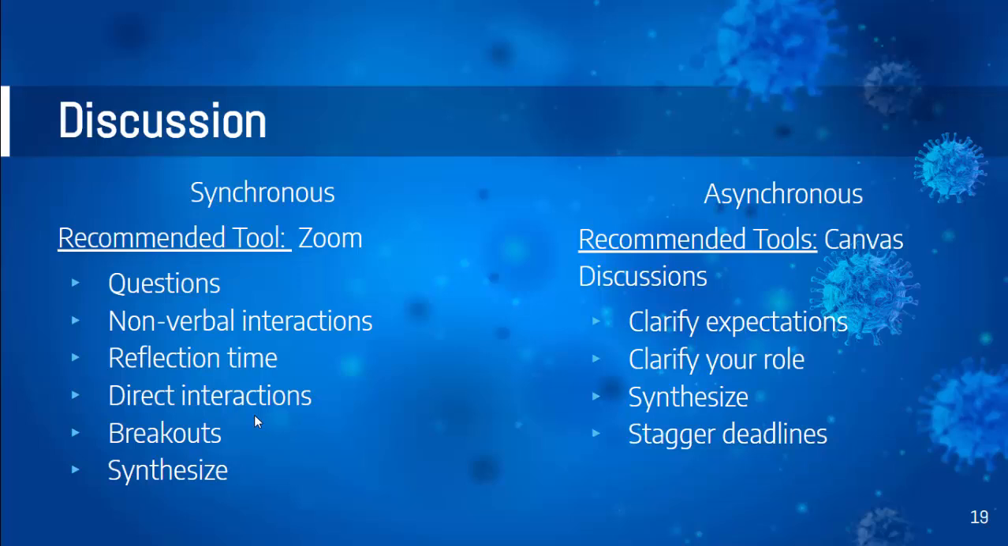A couple of other tips for asynchronous discussions. Clarify your expectations. Let students know how long their posts need to be, how many posts they need to make, how many responses to classmates. Clarify your role. Are you just going to listen in and then synthesize at the end? Or are you going to be an active participant in the discussion? It helps for students to know that.